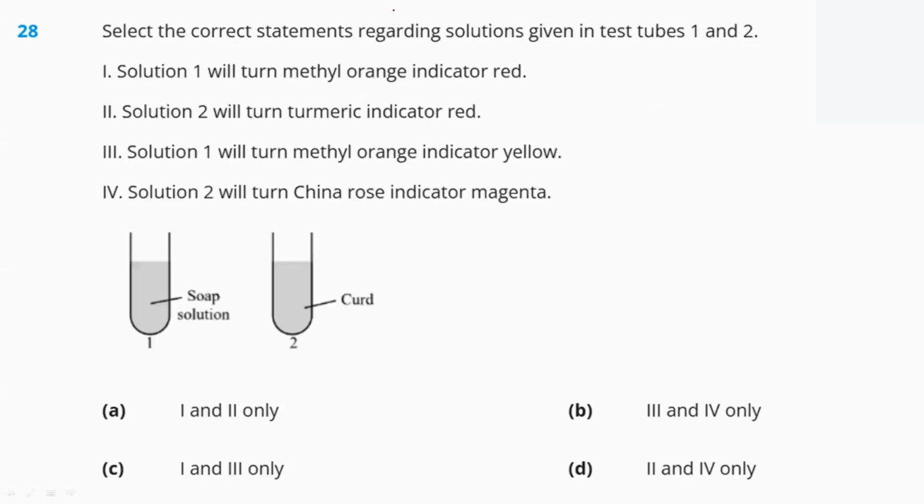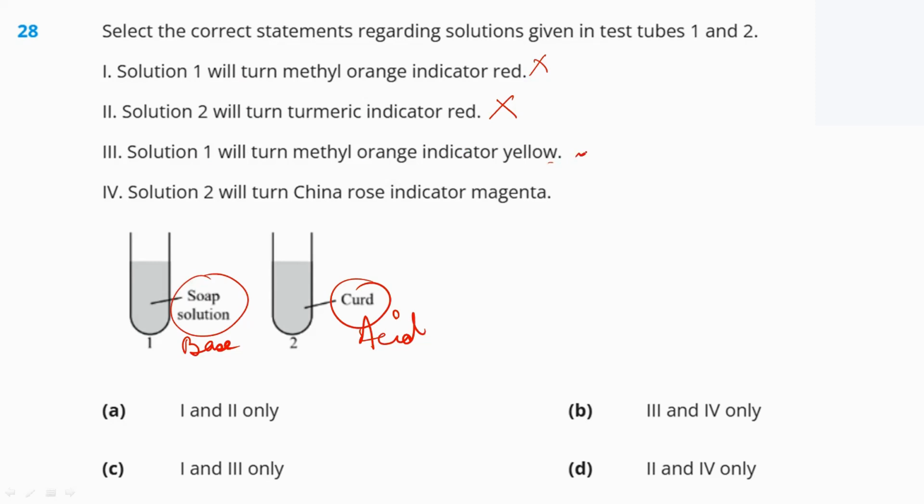Next, select the correct statement regarding the solutions given in test tube 1 and 2. Solution 1 will turn methyl orange. So first solution contains soap, which is a base, and second solution contains curd, which is an acid, right? Now, let's look at the statements. Solution 1 will turn methyl orange indicator red. No, it is a base, so it cannot turn red. Option number 1 is wrong. Solution 2 will turn turmeric indicator red. So no, turmeric changes its color only with a base, not with an acid. So this is also wrong. Next, the solution 1 will turn methyl orange indicator yellow.